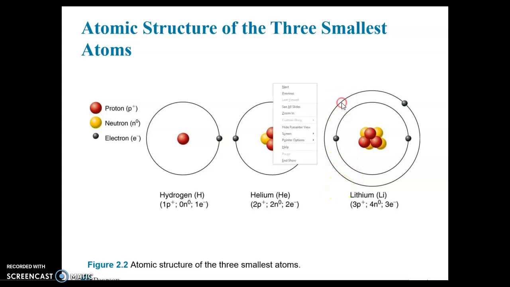And if we were to draw the symbol that you would see on the periodic table inside one of the boxes, you would see the symbol for helium, which is big H, little e, with the atomic number 2 and the mass number 4. I'm not going to draw this out for lithium, but lithium's atomic number would be 3 because it has 3 protons, and its mass number would be 7 because 3 plus 4 is 7.